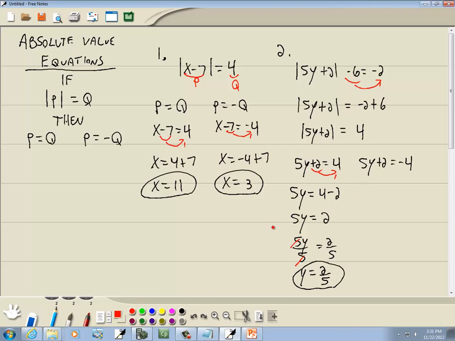Now on our other one, we'll take the 2 over to the right side. And we get 5y is equal to negative 4 minus 2. Combine together numbers, negative 4 and negative 2 is negative 6. And then divide both sides by 5 to get the y by itself. Those 5's cancel. And we get y is equal to negative 6/5. And those would be our answers.